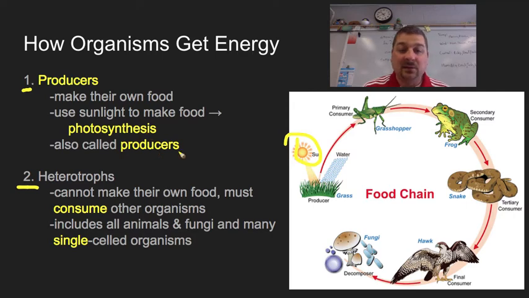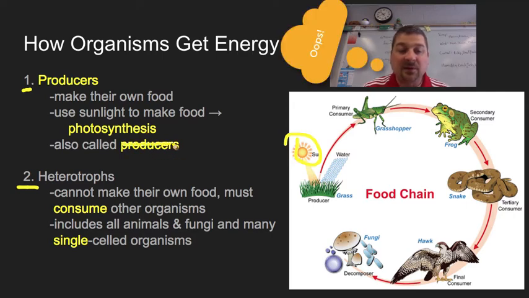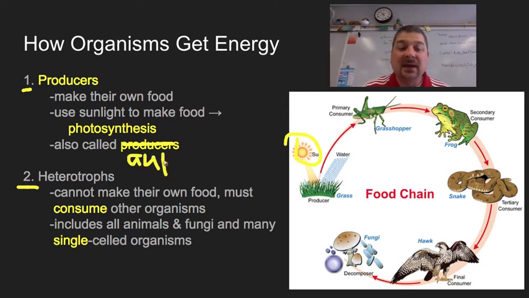Sorry, I put producers here. They're also called autotrophs, because they are making their own food. Think of a food trough or a feed trough that you're feeding animals. So an autotroph is eating out of the trough automatically themselves. So they are making their own food from sunlight. That would be plants, green algae, cyanobacteria.